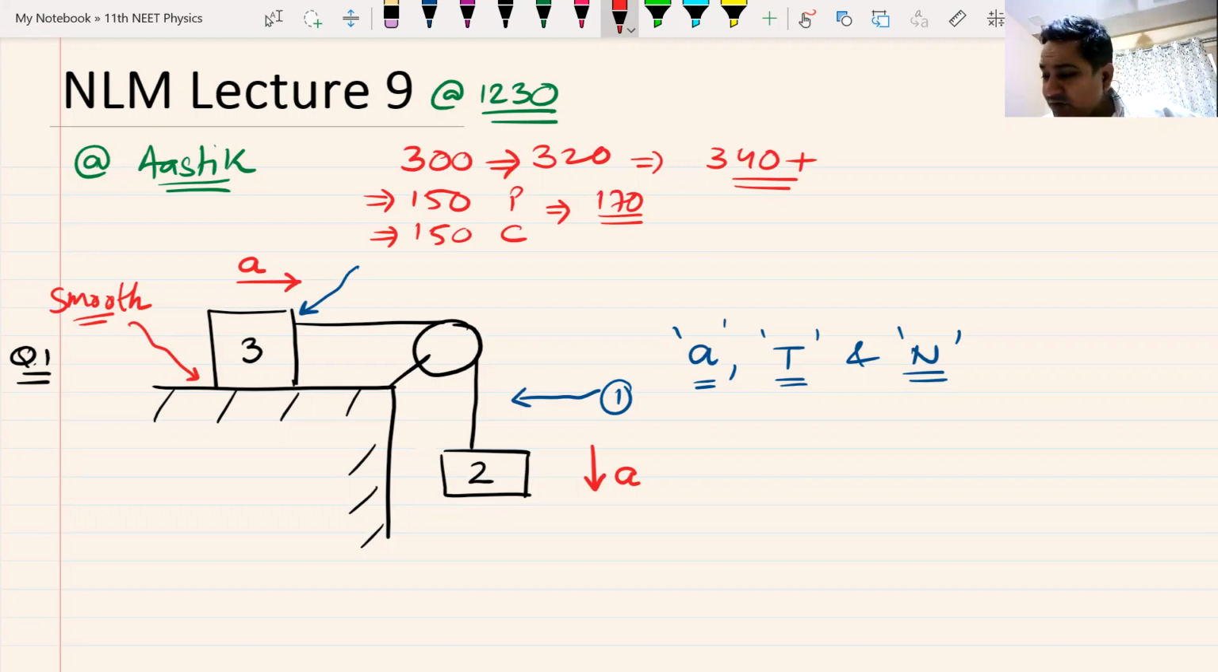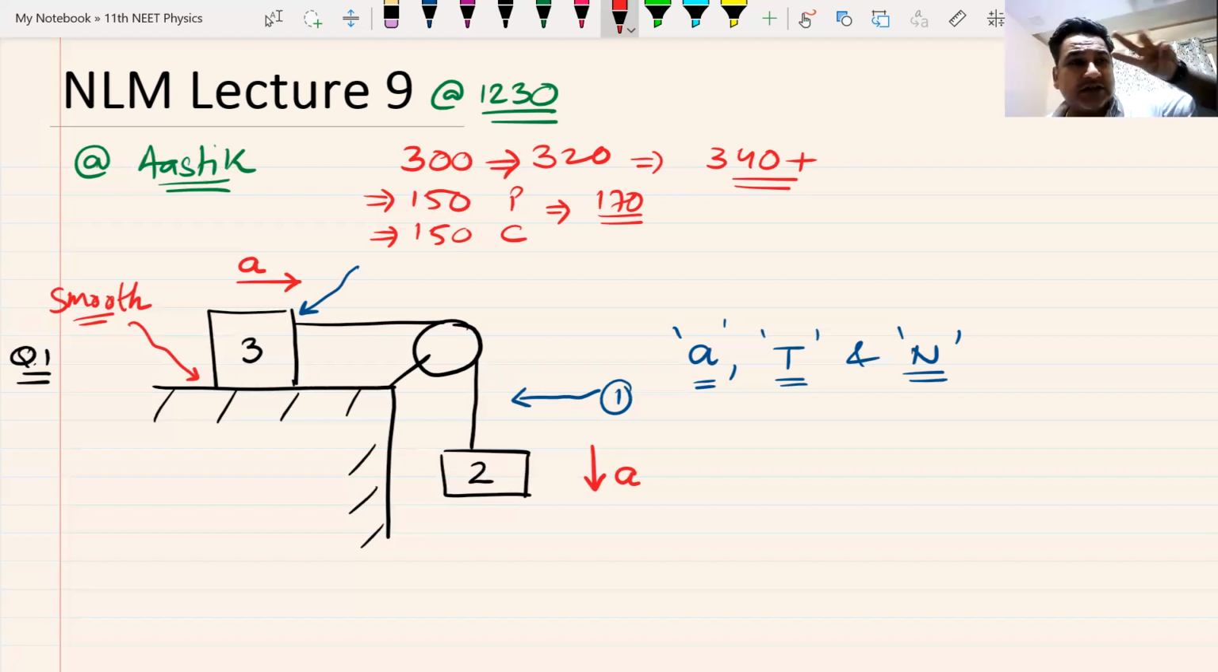How do I solve this question? Step number 1, draw a sketch. The sketch is already there. Step number 2, isolate all the bodies. There are only two bodies, isolated because they are very far from each other, so I will not spend much time isolating them. Remember, 45 questions we have to do in the time. The time is only 1 hour for physics. So step number 2 is done.